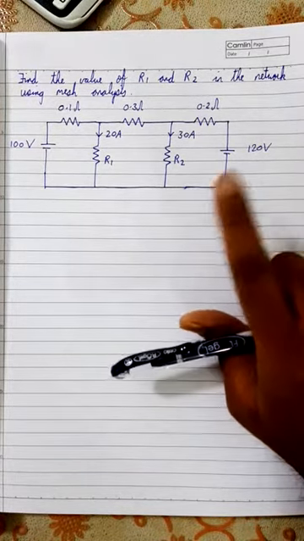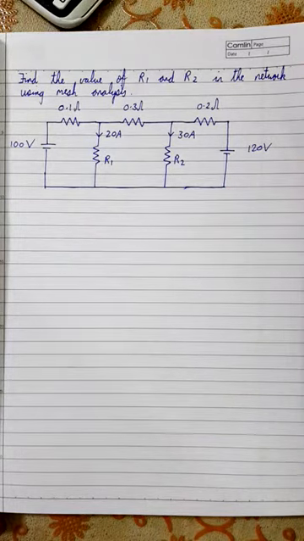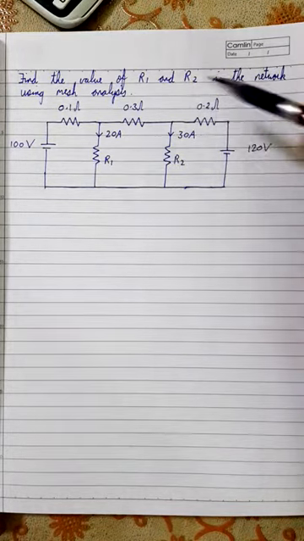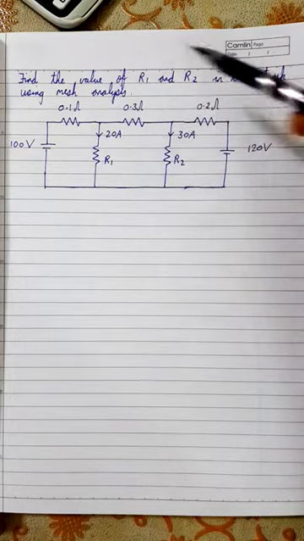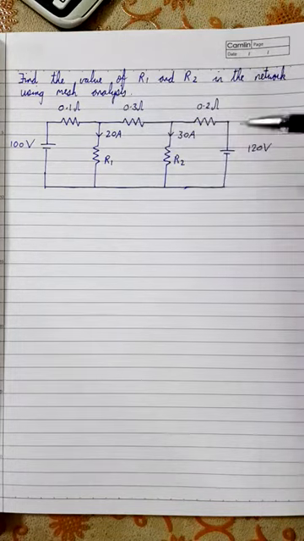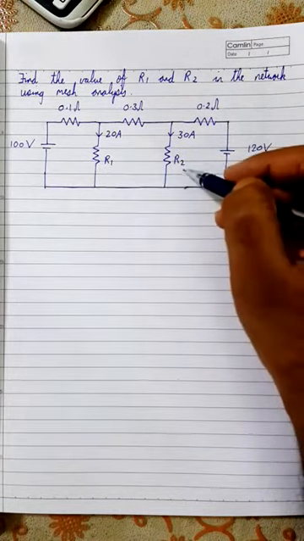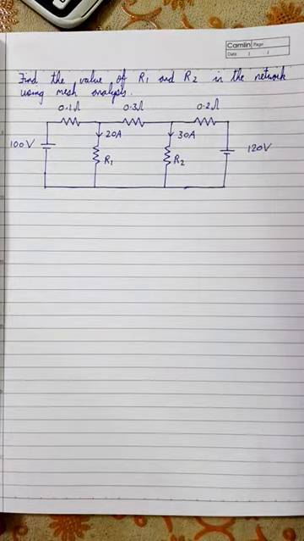Because when I read this question, it is not like your usual question, right? Here they're asking us to find the value of the resistors using mesh analysis. Find the value of R1 and R2 in the network using mesh analysis. So here you can see there is a resistor R1 and here resistor R2. So using mesh analysis, find R1 and R2. That is the question they have asked.